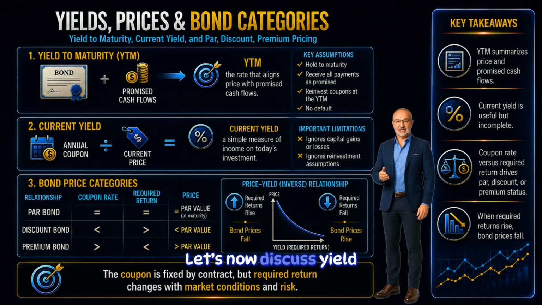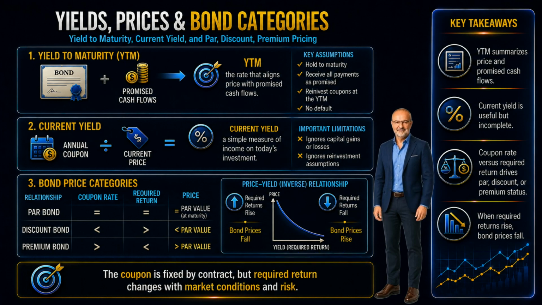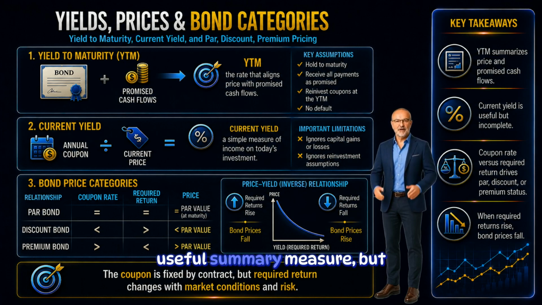Let's now discuss yield measures and bond price categories. Yield to maturity is the discount rate that makes the present value of a bond's promised cash flows consistent with its current market price. It is a very useful summary measure, but it must be interpreted carefully.